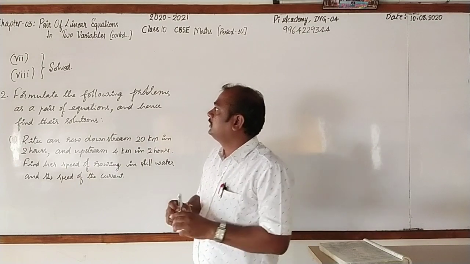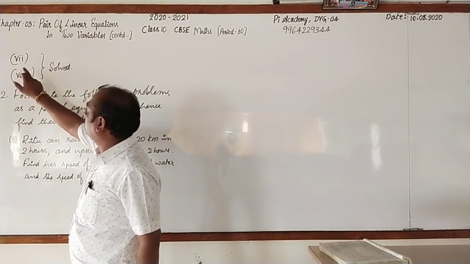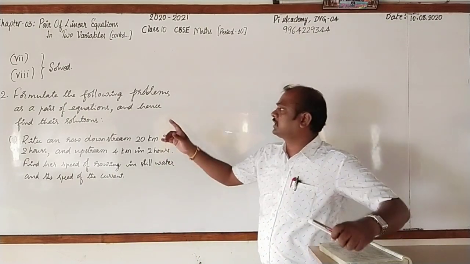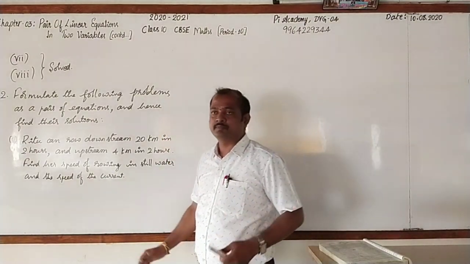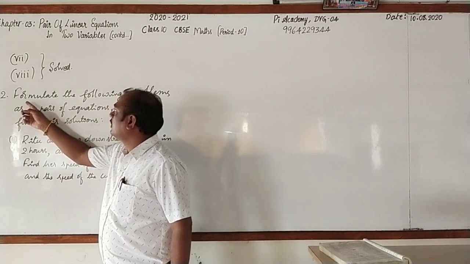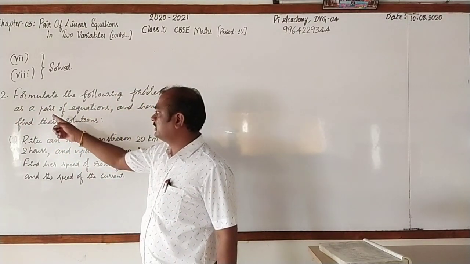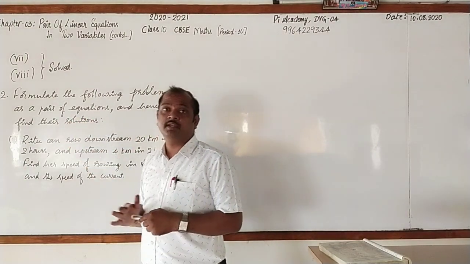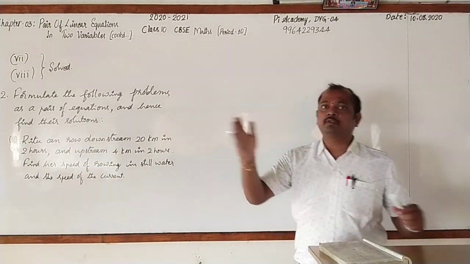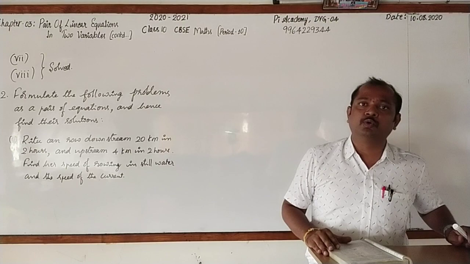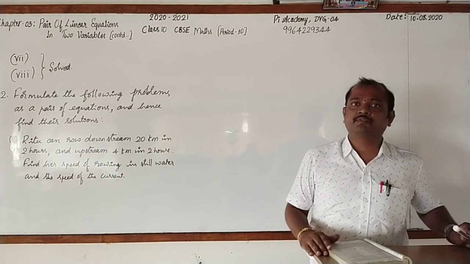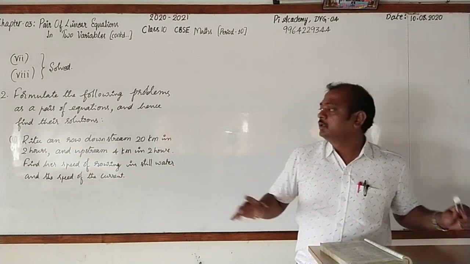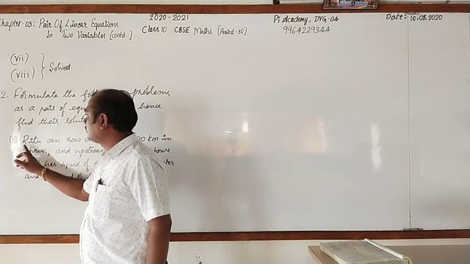Dear students, here in the first main, 7th one and 8th one, both are solved. And in second main, they have given statement problems. Please go through this. Formulate the following problems as a pair of equations and hence find their solutions. So we have to convert the given statements into mathematical equations. After that, we can go for solving them by any of the methods. In that first one, go through this.